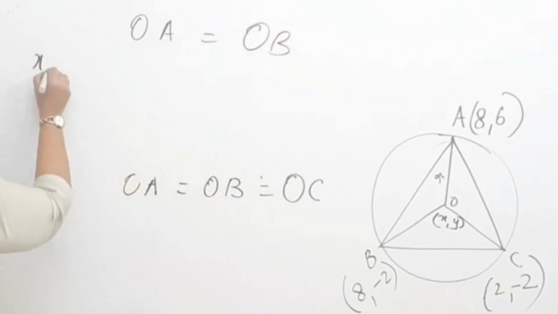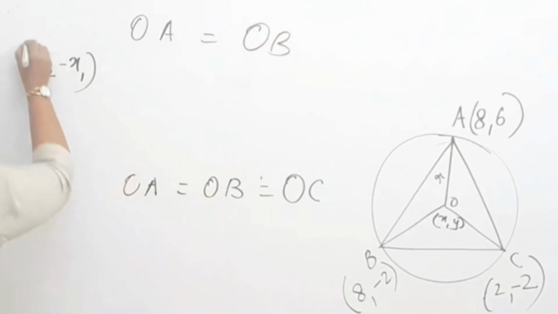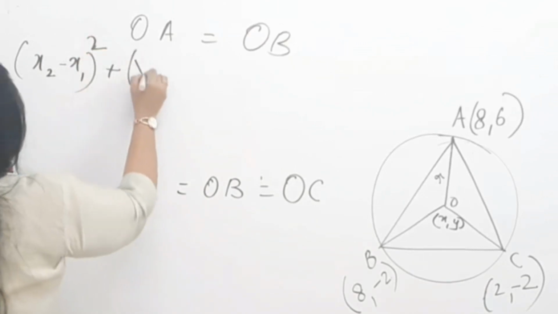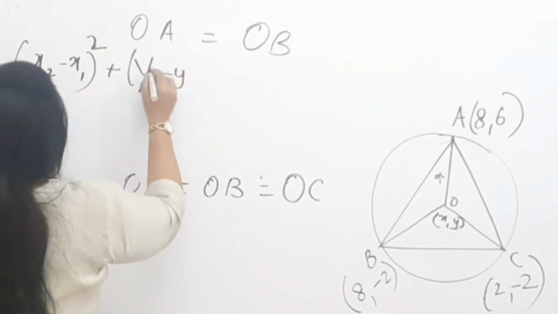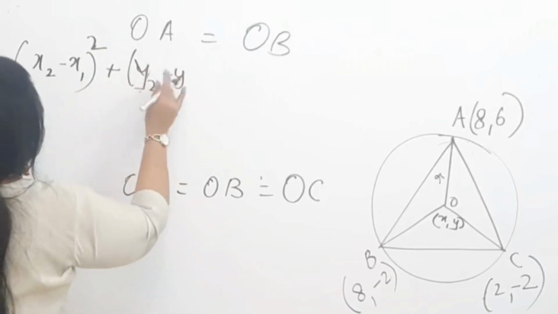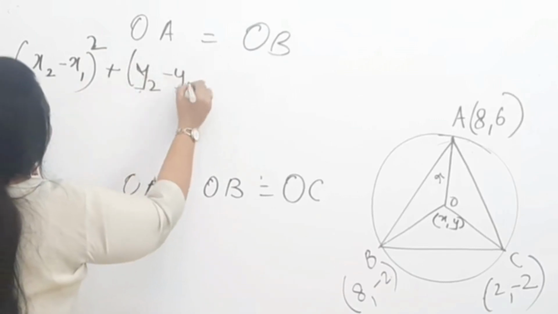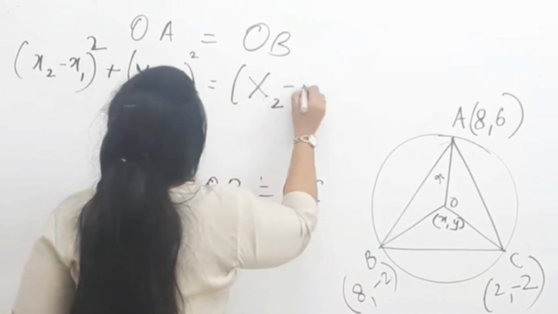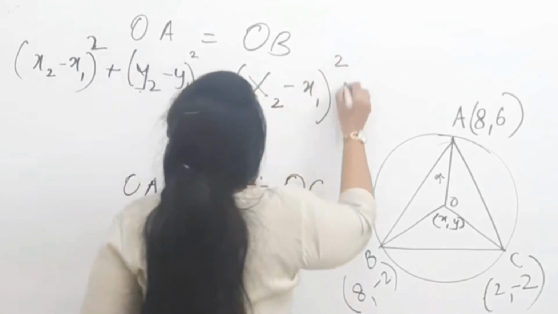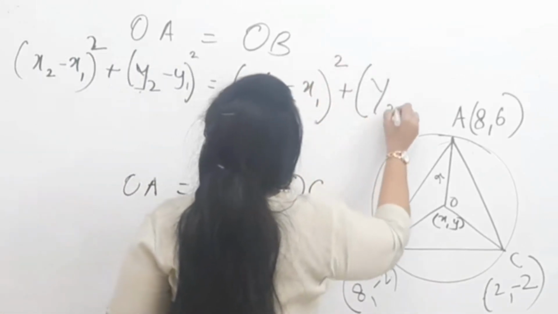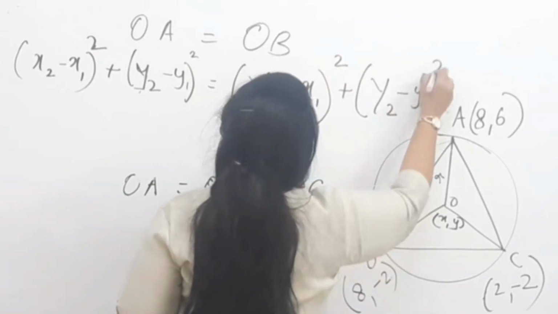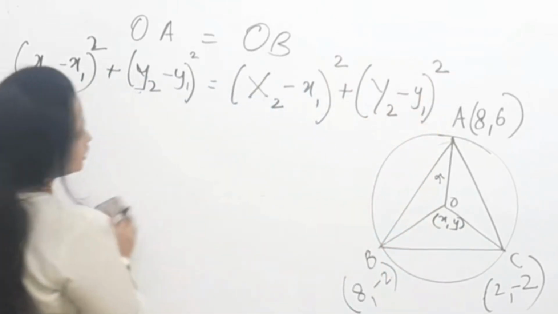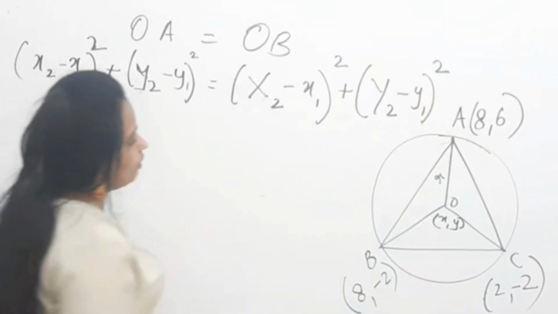I would write x2 minus x1 the whole square plus y2 minus y1 the whole square. This is small y2. So y2 minus y1 the whole square is equal to x2 minus x1 the whole square plus y2 minus y1 the whole square. Now I'm going to substitute. I would take my OA and OB first.